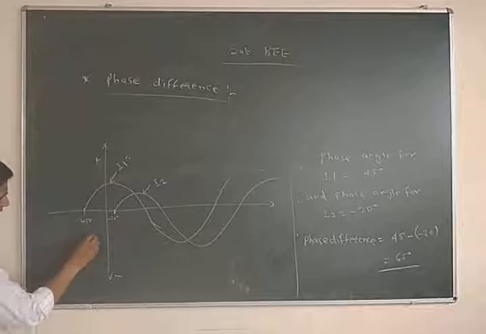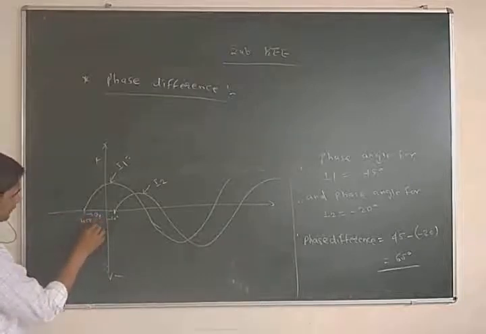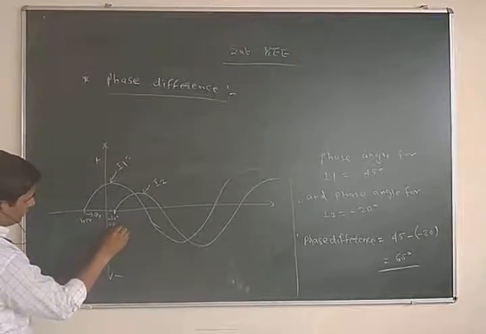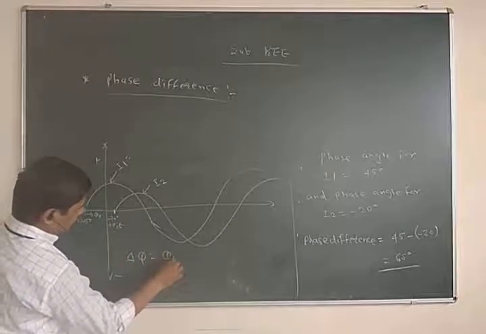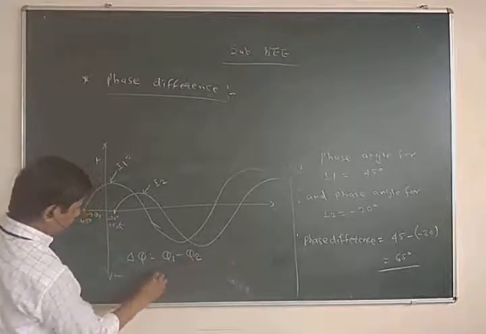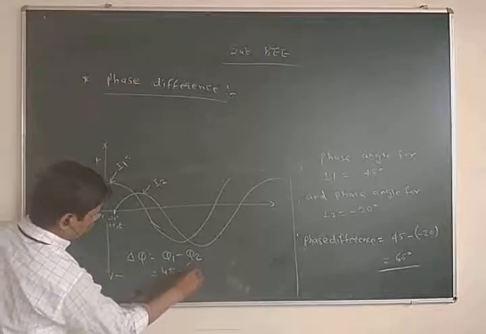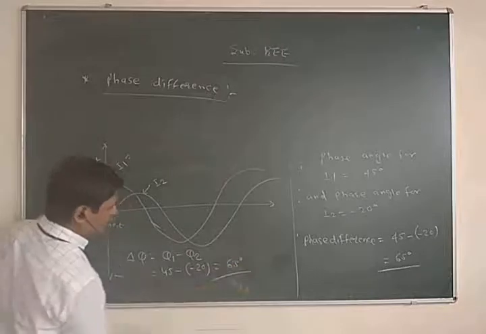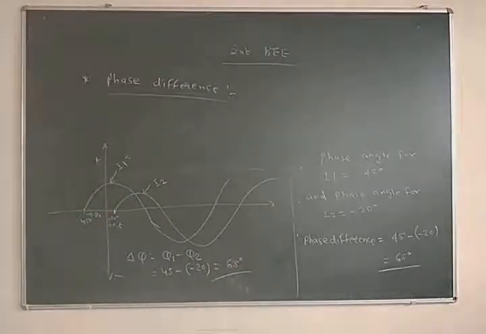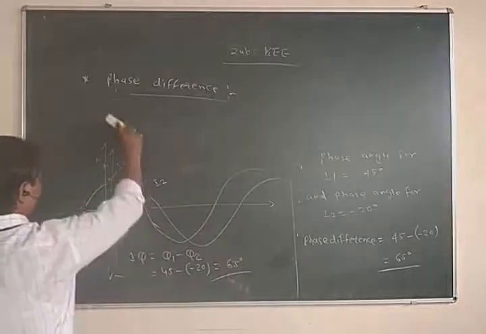And the phase difference, if this is θ1 and this is θ2, then delta theta is equal to θ1 minus θ2, and 45 minus minus 20 is equal to 65 degrees. See the phasor representation of the waveforms of I1 and I2. Now we draw.